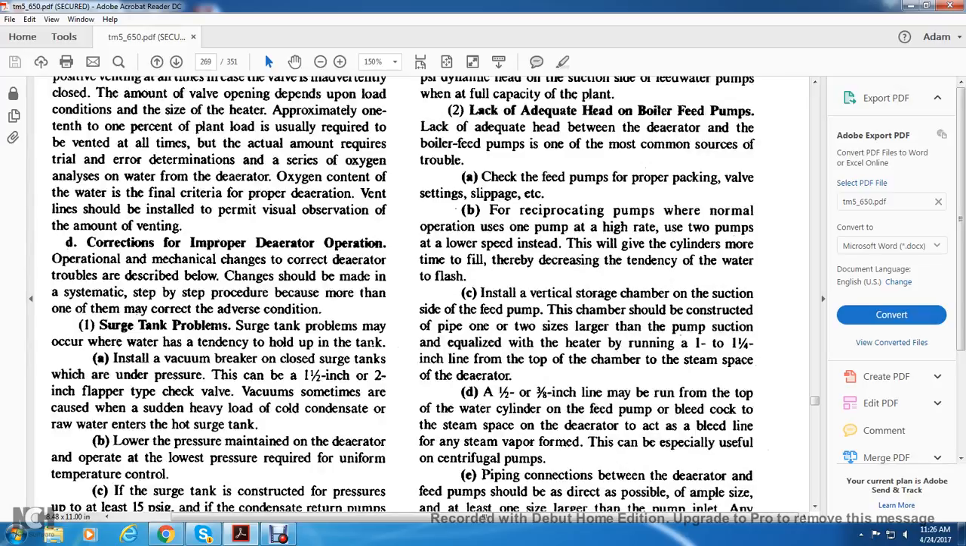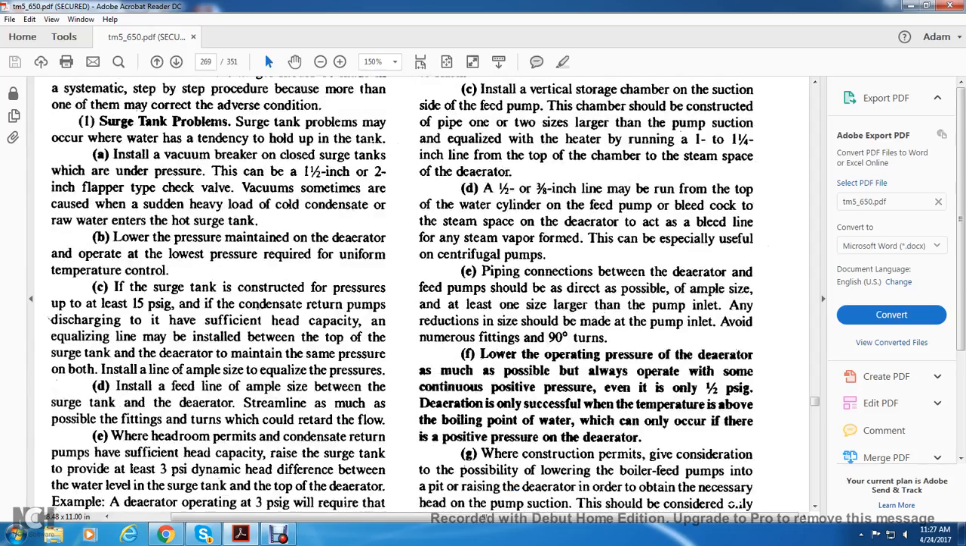The chamber should be constructed of pipe one or two sizes larger than the pump suction, equalized with the heater by a 1 1/4 inch line run from the top of the chamber to the steam space of the deaerator. D. A 3/8 inch line may be run from the top of the water cylinder of the feed pump, with a bleed cock, through the steam space of the deaerator to act as a bleed line for any steam vapor formed. This is especially useful with centrifugal pumps.